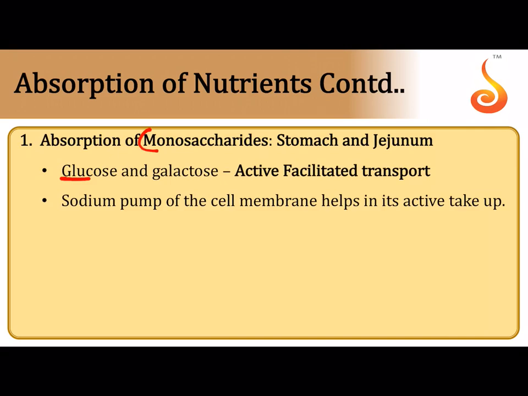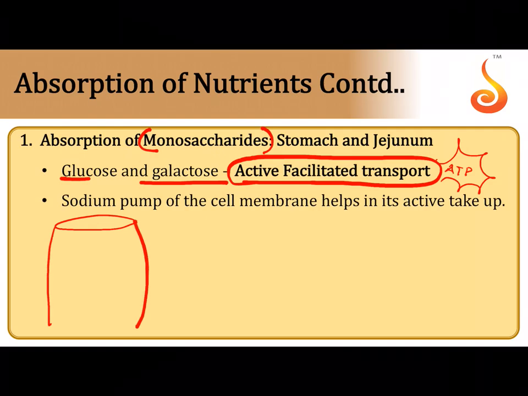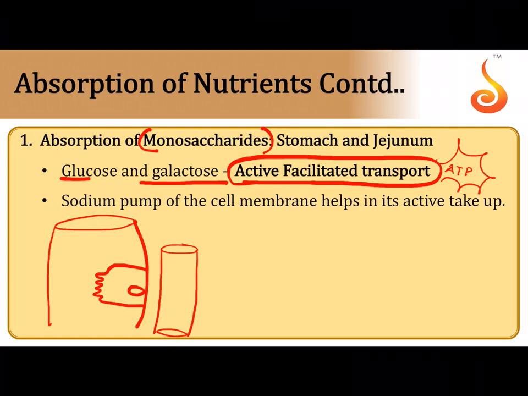Monosaccharides like glucose and galactose. Monosaccharides are nothing but the building blocks of carbohydrates. Glucose and galactose are absorbed by active facilitated transport. That means they require indirectly the use of ATP molecule. Now, for example, this is the cavity of your intestine where food is getting digested, and this is the cell which is present on the villus. Okay, and this is your blood vessel into which the food needs to get absorbed. So now, for example, there is glucose and galactose.